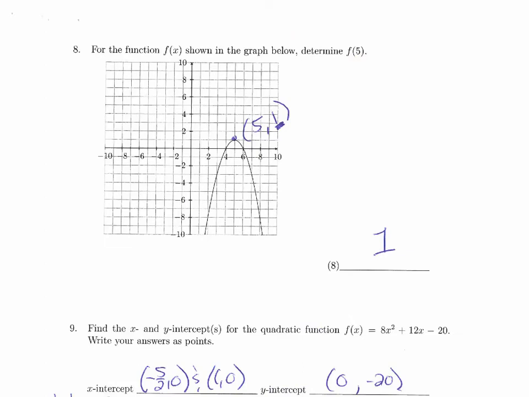For the next problem, for the function f of x, determine f of 5. That is saying here x equals 5, what is y? And you just find the point. And so here's 5, go up, what's that point? The y value is 1, so 1 here is the answer.